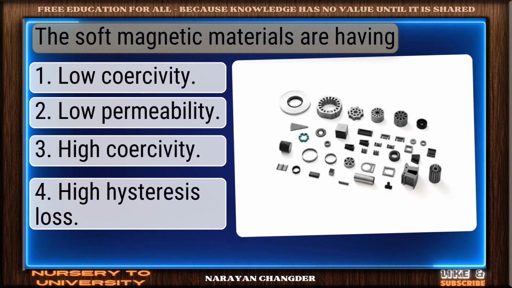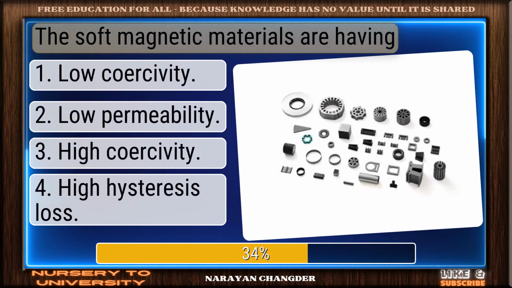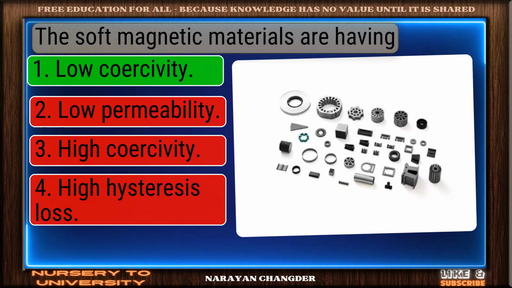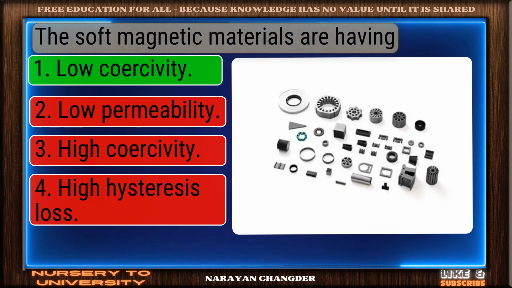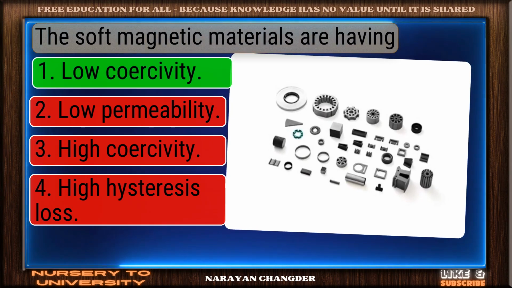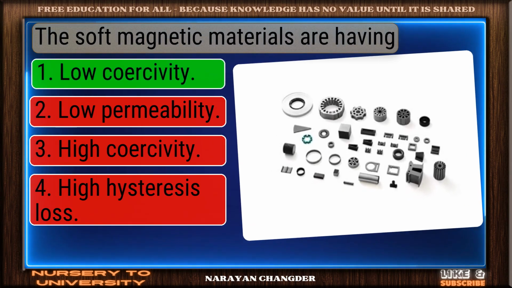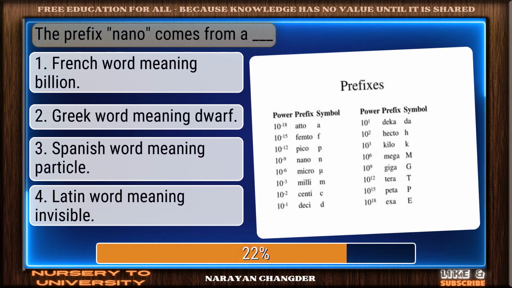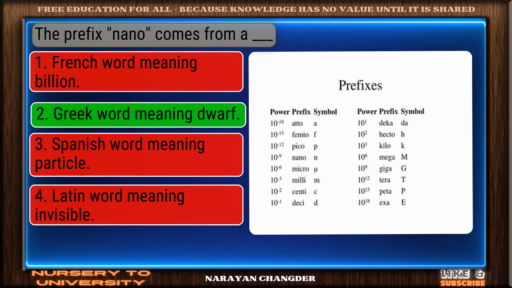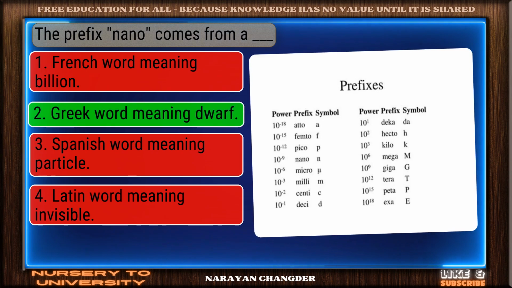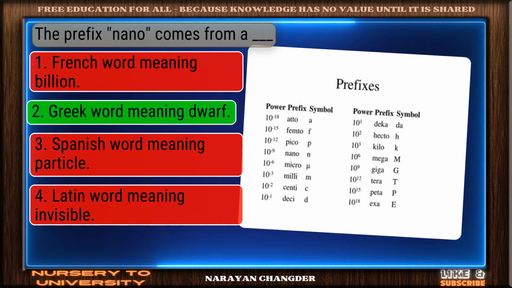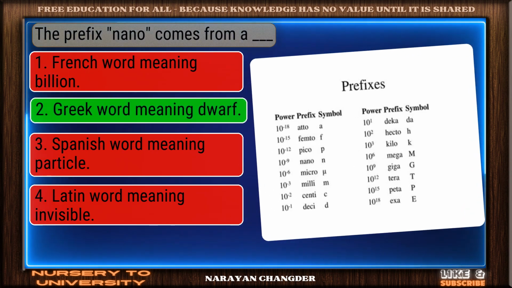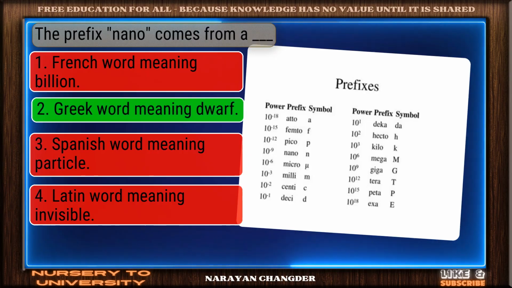The soft magnetic materials are having. Nice selection. Low coercivity is the correct and valid answer. The prefix nano comes from a dash. Clear logic. Your choice, Greek word meaning dwarf, is sound and 100% true.